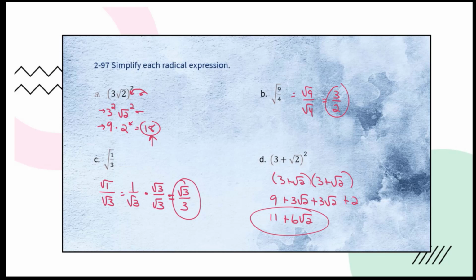Also on B, I just split it up just like I did on the last one where I made it square root of 9 over square root of 4. Well, they're both perfect squares, so they just changed to 3 over 2 because the square root of 9 is 3, square root of 4 is 2.